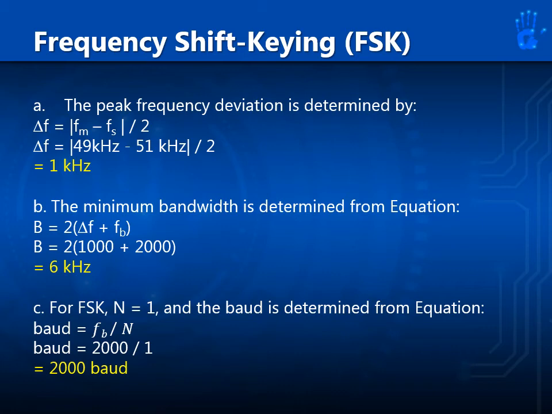Lastly, we have to determine the Baud. Baud equals f sub b divided by n, but n is equal to 1 for FSK, so we have Baud equal to 2000 divided by 1, so we have 2000 Baud.